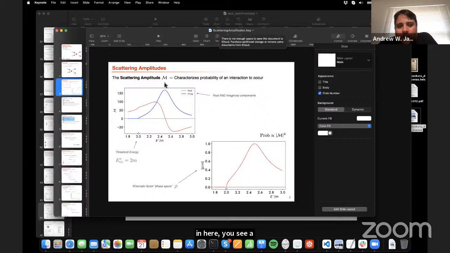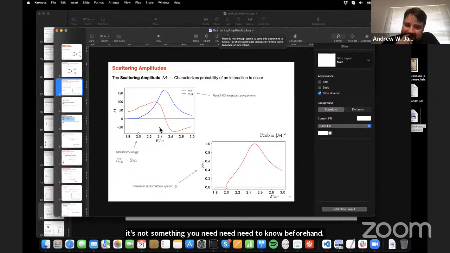Generally, when you fit this data to some parameterization, you'll find that your denominator will have a non-zero gamma. And that non-zero gamma is then the decay width. So it's not something you need to know beforehand. It's something that the fit to the parameters will tell you.